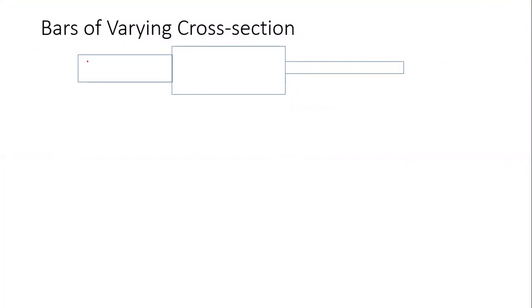Now we will see how we can calculate the deformations in a beam of varying cross section. Suppose there is a beam where the cross sectional area of this portion is A1, of this portion is A2, and of this portion is A3, and a tensile force P is acting on this. The lengths are L1, L2, and L3. We have to find out the total deformation.